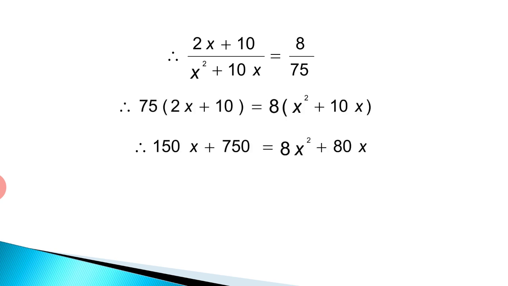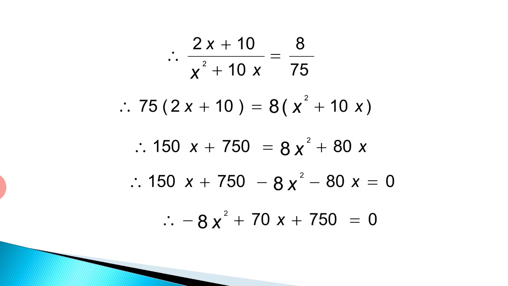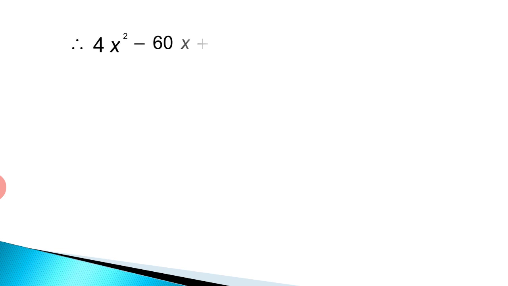So 75 into 2x plus 10 is equal to 8 into x square plus 10x. Opening the brackets and simplifying the equation, you get minus 8x square plus 70x plus 750. Dividing both sides by minus 2, so the equation will change to 4x square. I am dividing by minus 2 because I want the first term to be positive. Always try to get the square term to be positive. So 4x square minus 35x minus 375. Again the numbers are bigger, so we will go with the splitting middle term method.